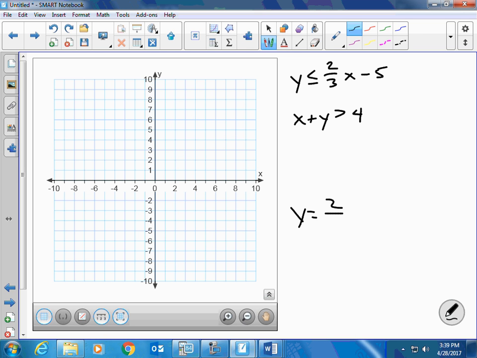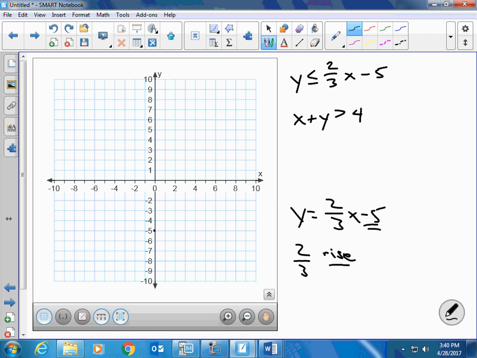So I'll rewrite the top equation. We're going to look at this as if it was an equal sign and ask ourselves, how would I graph a linear equation? Well, this is already nice and neatly set up for us into y equals mx plus b. So I'll just graph it that way. This -5 represents my y-intercept. The slope, 2/3, represents rise over run.